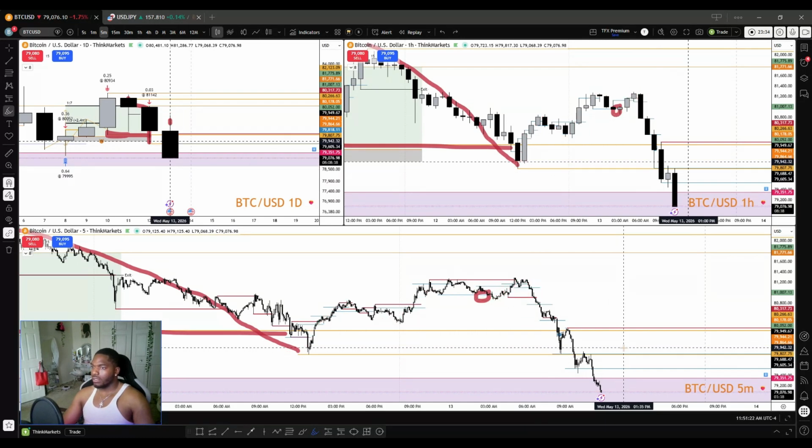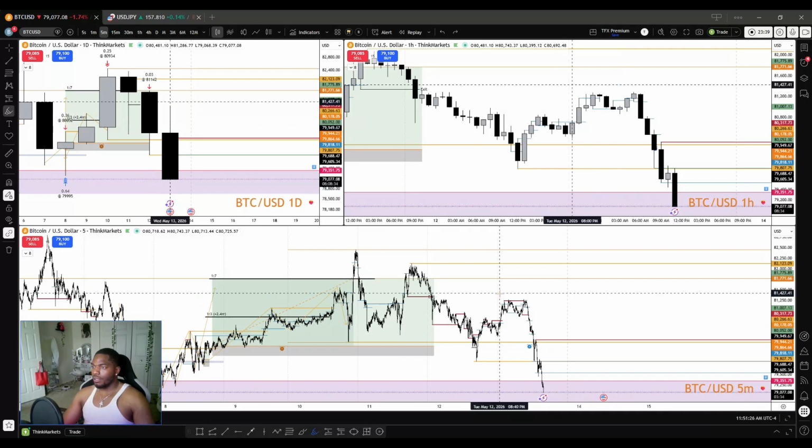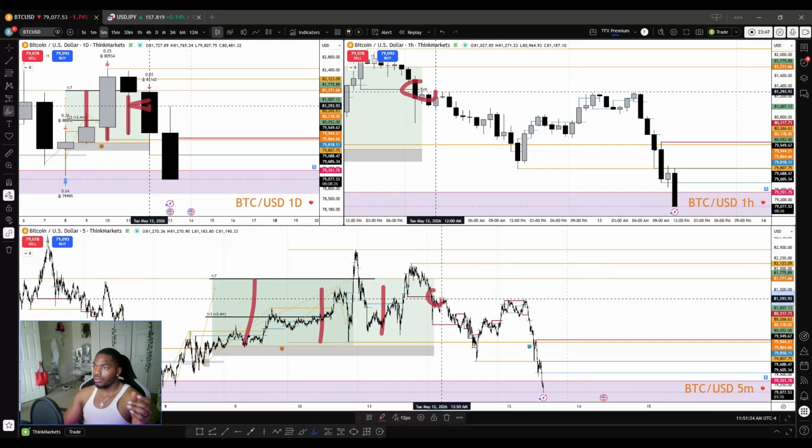I did not get to catch any of that. I didn't take any trades this morning. It's about to be noon. I just wanted to hop on here real quick and break down the trade that I did take, how I stayed in it for 1, 2, 3 days. I exited early on the 4th day.